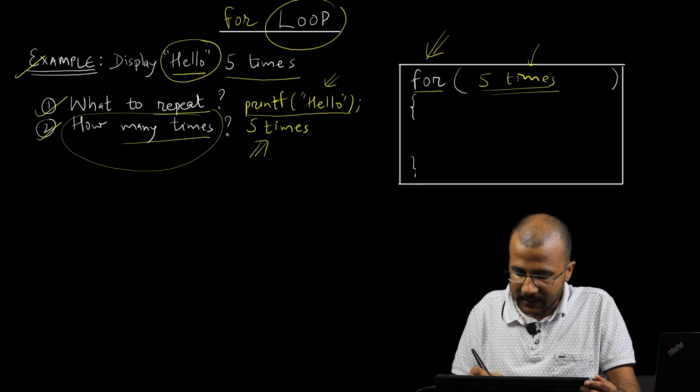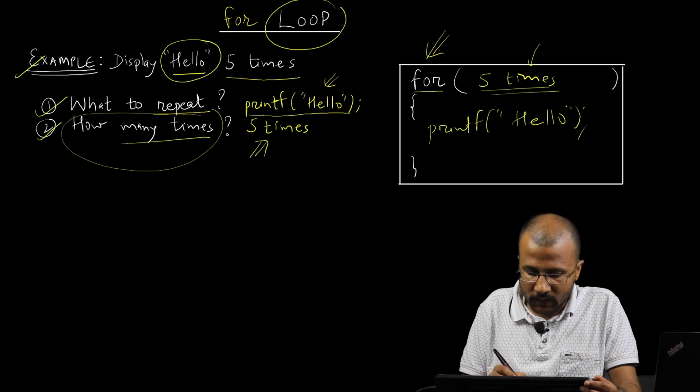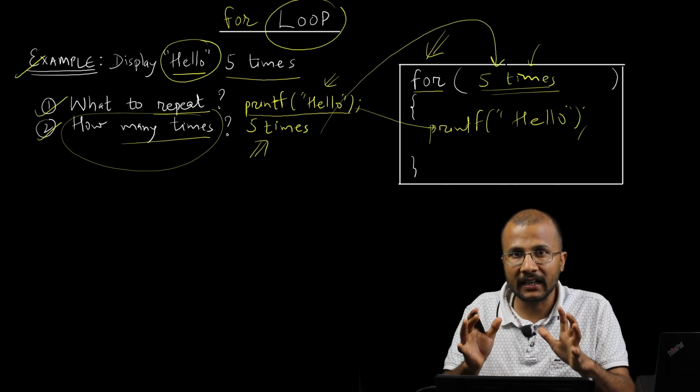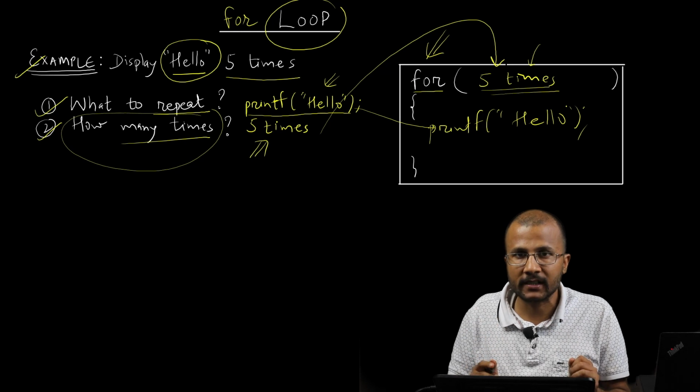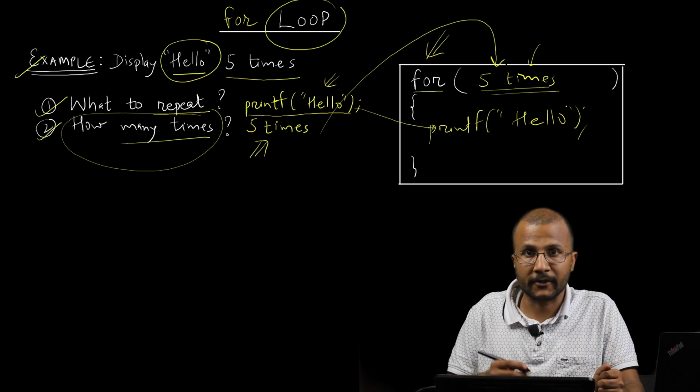And you open the brace and close the brace, and inside these braces, you write printf hello, that is the statement that needs to be repeated. So what is to be repeated comes here, and how many times to repeat comes here. This is just an idea, a big picture of how the for loop works. We are going to see the syntax of the for loop in detail in our subsequent slides.